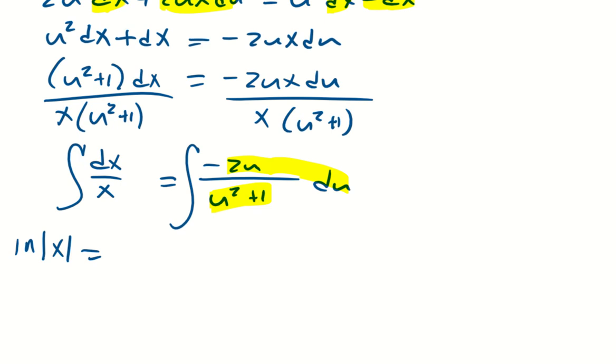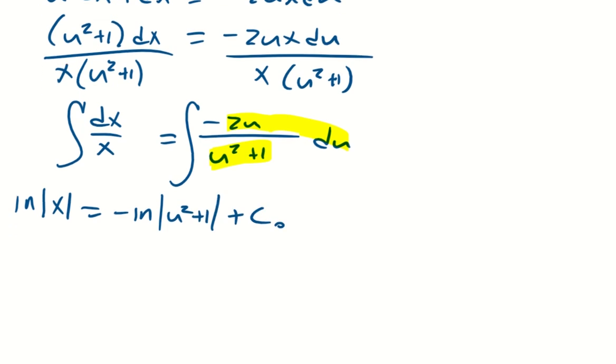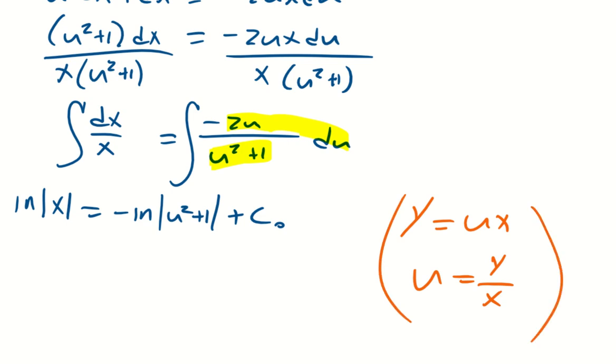The right-hand side is just minus the natural logarithm of the absolute value of the quantity u squared plus 1, and then we'll throw in an arbitrary constant, c0. And remember that y is equal to u times x, and so u is equal to y divided by x. All right. I'm going to multiply this entire equation by minus 1. I think that'll make things a little bit easier. Maybe not by much, I don't know, but it seems the good thing to do here.